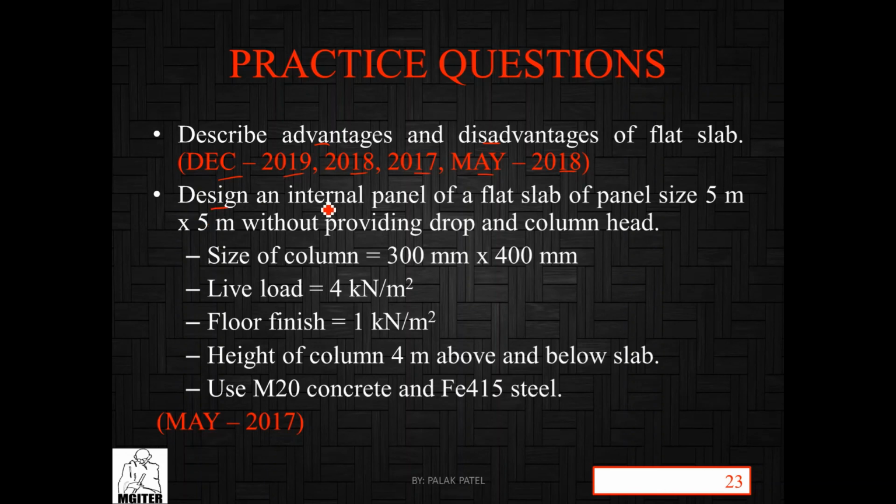Design an internal panel of a flat slab, panel size 5 meter by 5 meter, without providing drop and column head. Size of column is 300 mm by 400 mm. Live load 4 kN per square meter. Floor finish 1. Height of column 4 meter above and below. Use M20 grade of concrete and Fe415 grade of steel. And this question was asked in May 2017.